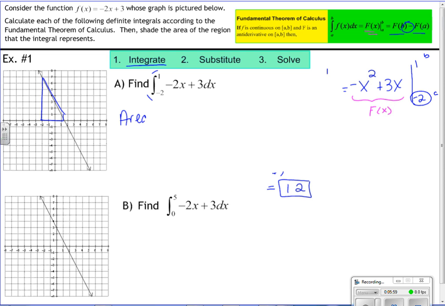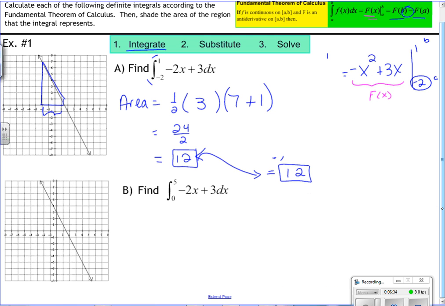Area of this trapezoid. It has 1/2 the width, which is -2 to 1. That's a width of 3. My height on the left side is 7. My height on the right side is a 1. So height on the left plus height on the right, that would give me 8 times 3 is 24. 24 over 2 gives us 12. Well, looky there. They match up, and that is a good thing because that's what should happen.